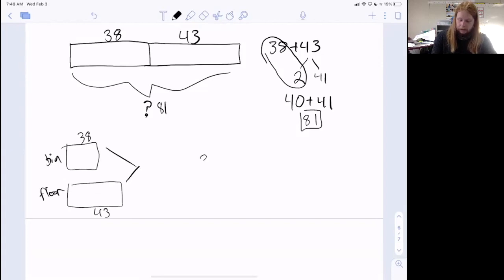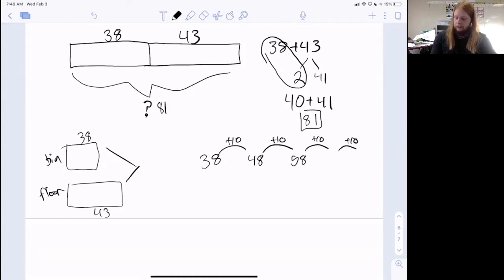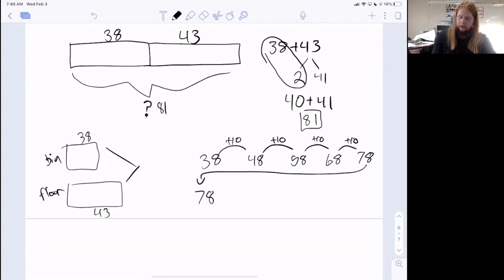So I have 38 in the bin. Let's go ahead and use the arrow method to figure it out. So we have 43. The first thing I want to do is just get my tens out of the way. So I have 4 tens. So I'm going to do 1 10, 2 10, 3 10, and 4 10. Now let's go ahead and add them together. So skip count. We have 38 plus 10, which is 48. 48 plus 10, which is 58. 58 plus 10, which is 68. And 68 plus 10, which is 78. Very good. So now we have a 78.